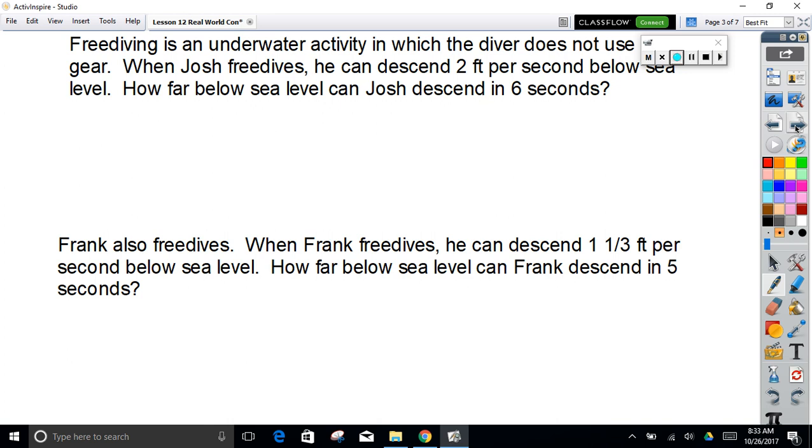The proper equation really would be, if he's descending 2 feet per second below, you'd want to actually start with a negative 2. And then if he does 2 feet per second, we're going to need to multiply times the number of seconds. So negative 2 times 6 would be negative 12. And when it's asking you how far below sea level, if I were to say as a sentence for my answer, what sentence could I write to express my answer?